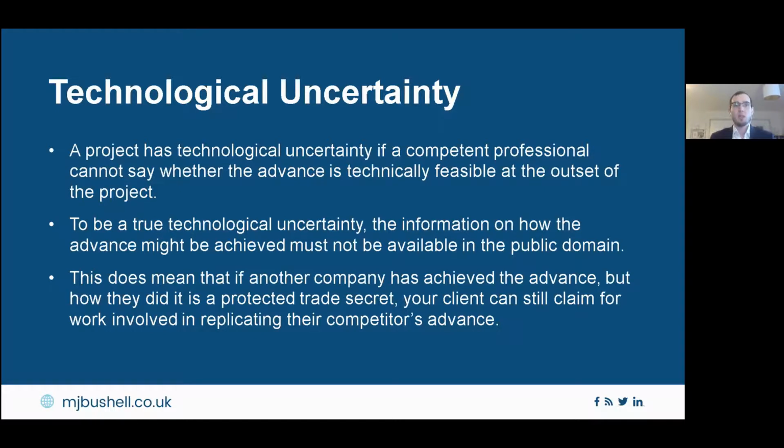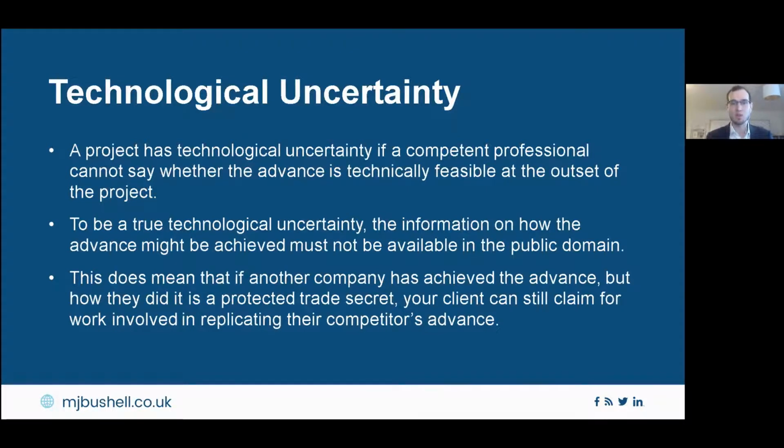Another few points here that are good to take note of is that if the advance that you're trying to achieve is one where the solutions are available in the public domain, then you're not going to have an eligible R&D project. So if you can go onto Google and find the answer, then you're not going to be able to submit a successful R&D claim.